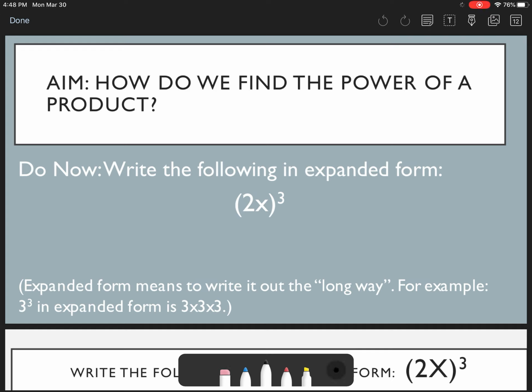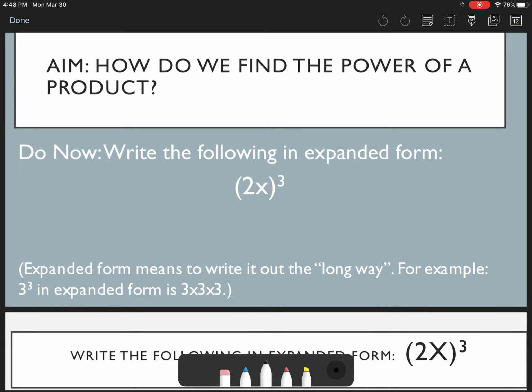So when they ask us to write something in expanded form, that means we're going to write it without the exponent. So we have 2x raised to the third power. This means 2x times 2x times 2x. And if we were to work this out, 2 times 2 is 4, times 2 is 8, and then we have x to the third power, because each of these x's is to the first power.